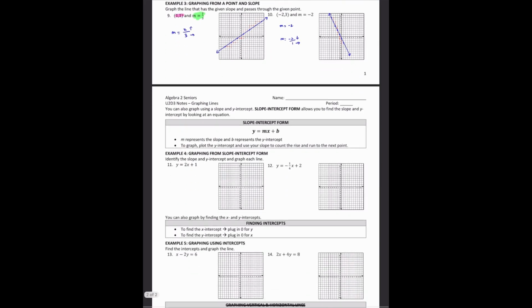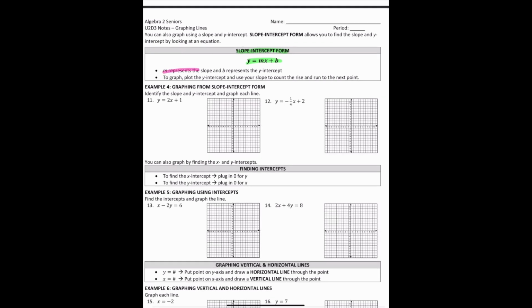All right, now let's take a look at the back side of today's notes. You can also graph using a slope and y-intercept, which we talked about before. That is slope-intercept form. Slope-intercept form allows you to find the slope and y-intercept by looking at an equation. Remember, the slope-intercept form is always y equals mx plus b. M represents the slope, and b, this is a new one, represents the y-intercept.